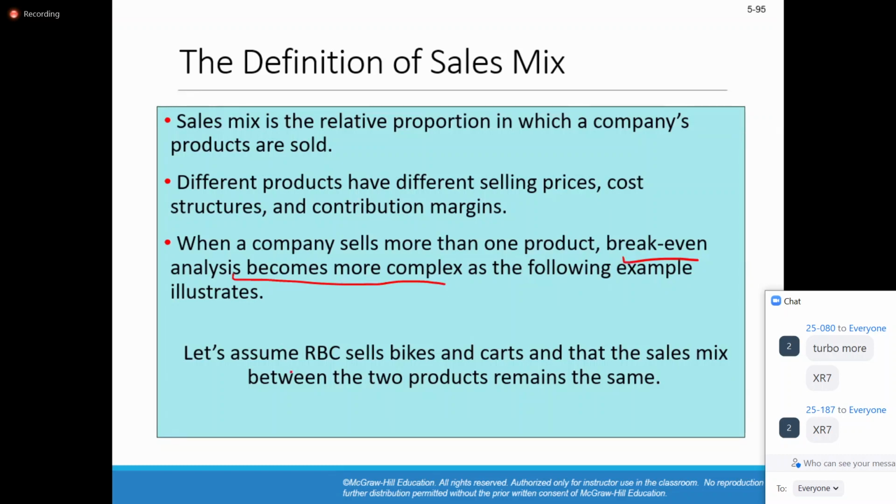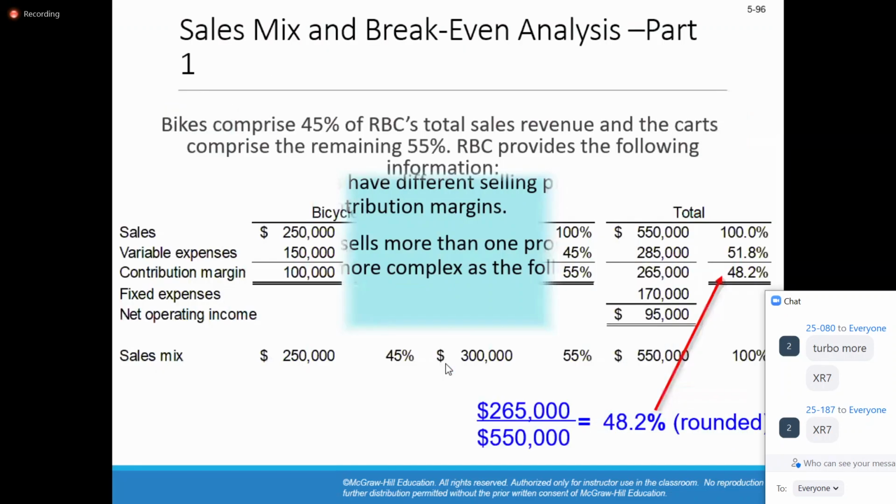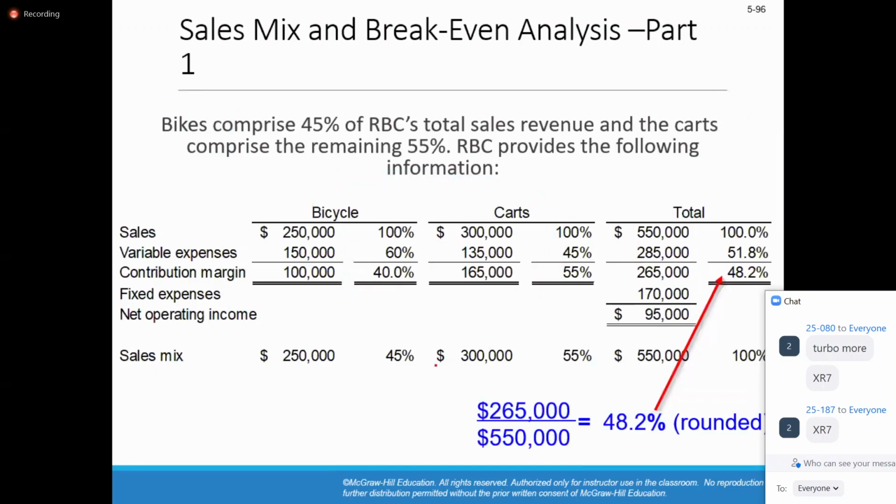So we can think of the RBC case again, but we are now assuming that RBC has another product other than bike. They have a cart. So there are 2 products. How can we manage this situation? This is the situation you need to understand first: this is the bicycle, this is the cart, and this is the total. Their sales of bicycle is $250,000 and their cart sales is $300,000.